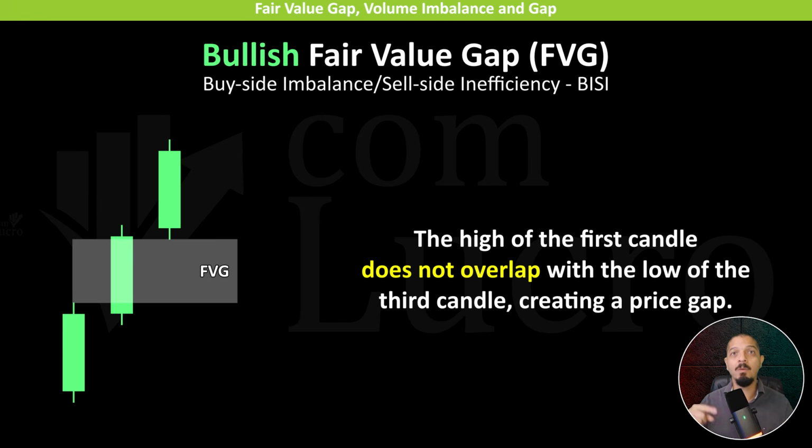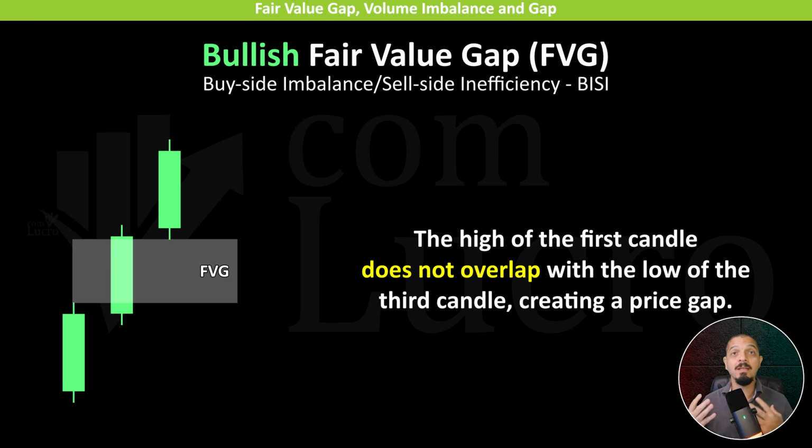Let us first look at the bullish fair value gap, often referred to as BISI. BISI stands for buy-side imbalance and sell-side inefficiency. A bullish fair value gap forms when the upper shadow of the first candle does not overlap with the lower shadow of the third candle, leaving a clear gap between the two.